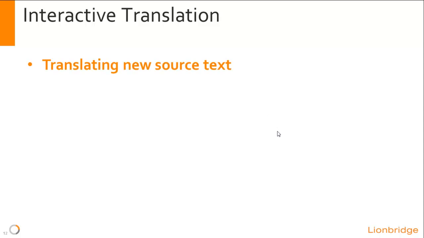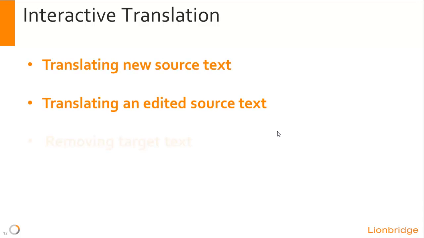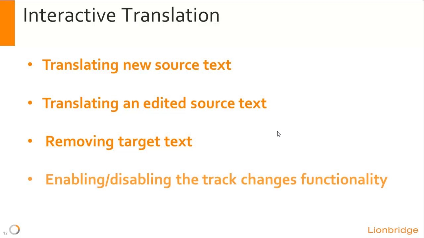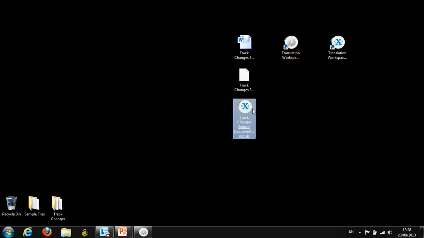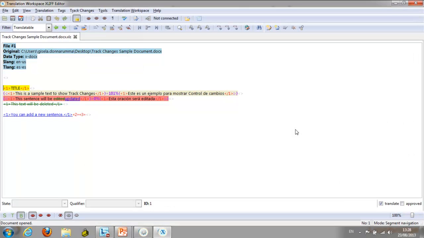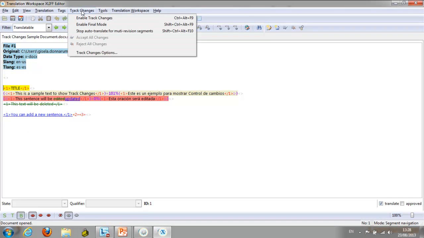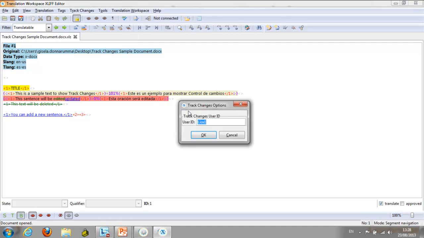Let's now work on different types of segments during interactive translation. I will present this interactive translation in the tool. We will open our Track Changes sample document. And before we start translating this document, the first thing we have to make sure is that the Track Changes option user ID is set.